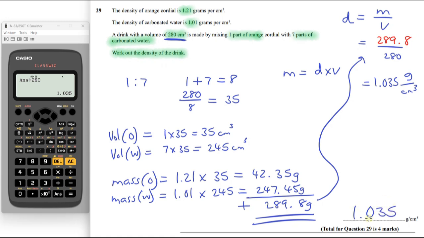1.035. Now we can do a dummy check to make sure our answer seems sensible. The density of the drink should be between the densities of the individual components. So we can see that it should be between 1.01 and 1.21, and it is. So I'm confident that this is the correct answer. So always do that dummy check.